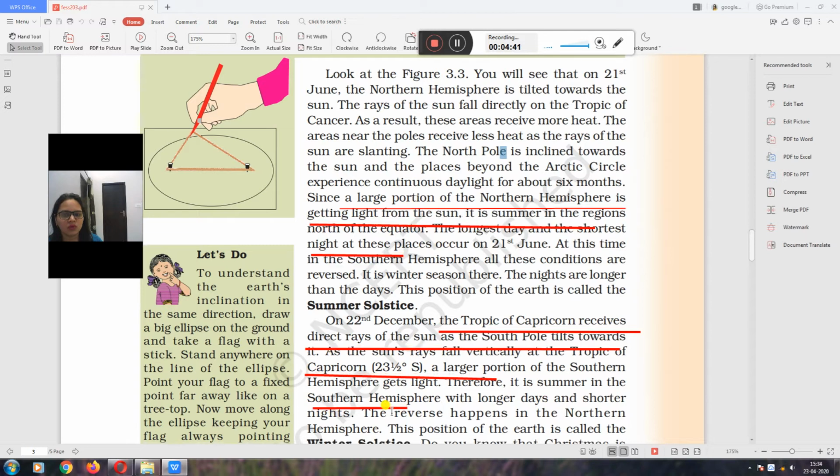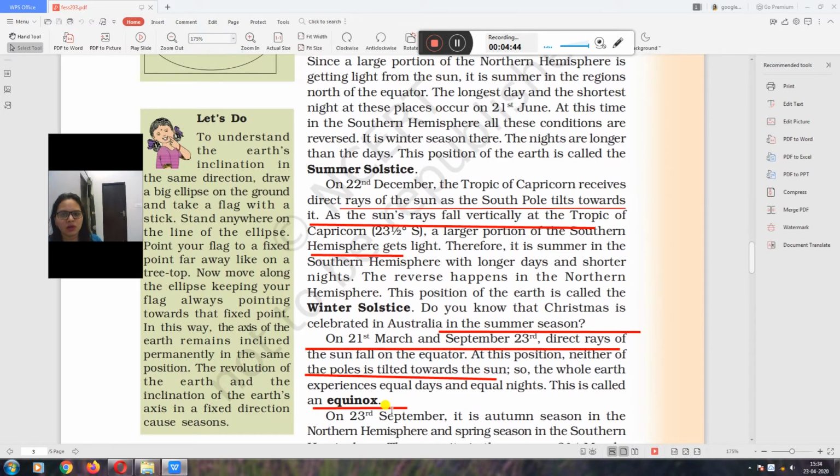Next one is on 22 December, the Tropic of Capricorn receives direct rays of the sun. Which latitude line passes through India? It's the Tropic of Cancer. But here we talk about the Tropic of Capricorn.